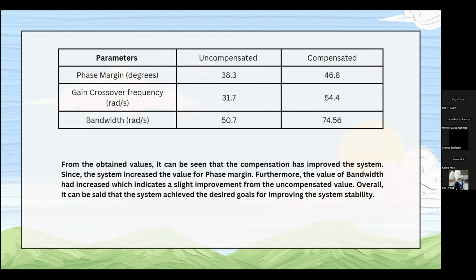From the obtained values, the parameters for the new compensated system are 46.8 degrees for phase margin, 54.4 for the gain crossover, and 74.56. From the values of the compensator, you can say that the system's stability has actually increased, and you can summarize that the system overall is better than the uncompensated system.